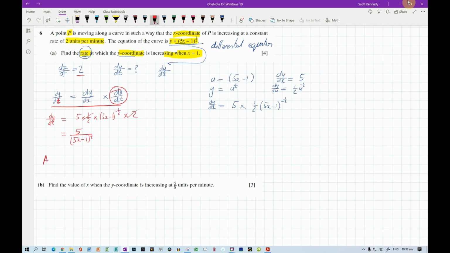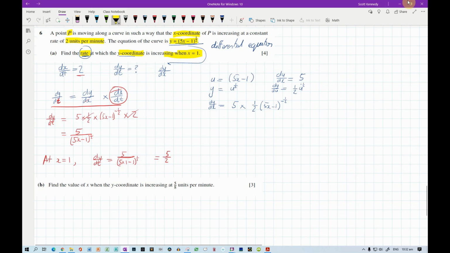Alright, the final step is at x equals 1. dy/dt equals, and we're just going to insert our values here, 5 over (5 times 1 minus 1) to the power of 1/2. And that equals 5 over, at the bottom we'll have 5 times 1, which is 5, subtract 1, which is 4, square root of 4 is 2, so overall 5 over 2 is our first answer.